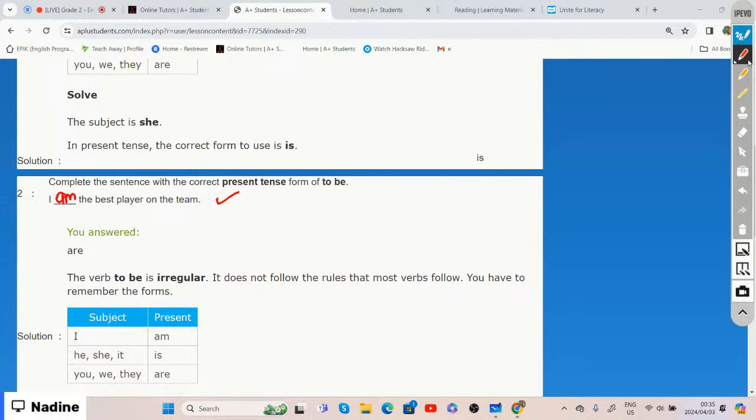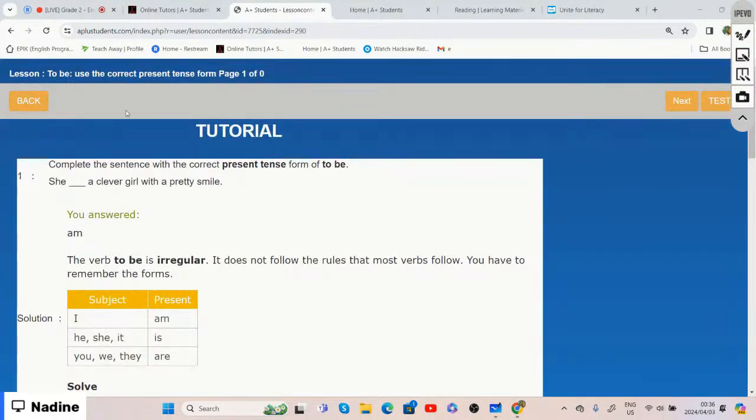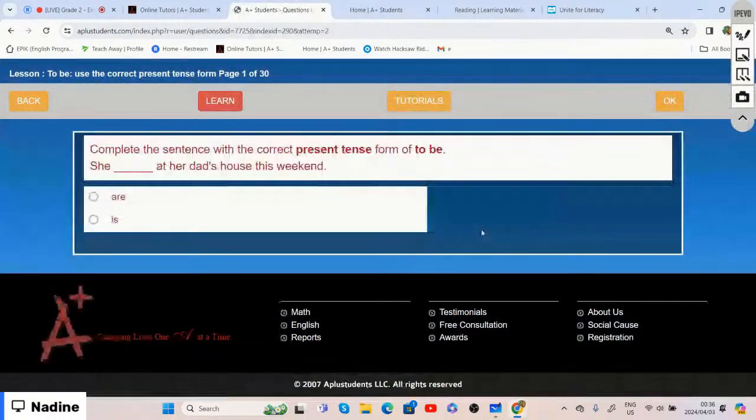All right, so now we're going on to our test, where we are going to use the correct present tense form. All right, so we're going to complete the sentence with the correct present tense form to be.